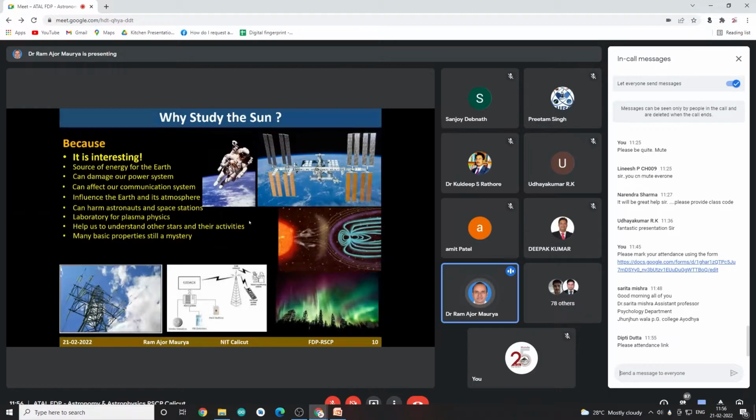The sun also provides us a laboratory for plasma physics, and this helps us to understand other stars and their activities. Since the sun is very close to us compared to other stars, we can observe detailed features in the solar surface and its atmosphere. That is not possible for other stars because they are so far from us. So we observe them as point-like objects only. We cannot see the surface features. Spatial resolution is not possible. But in the case of the sun, it is possible because it is closer to us.